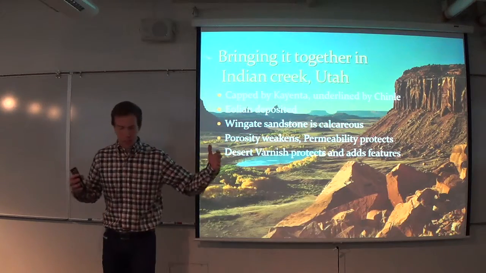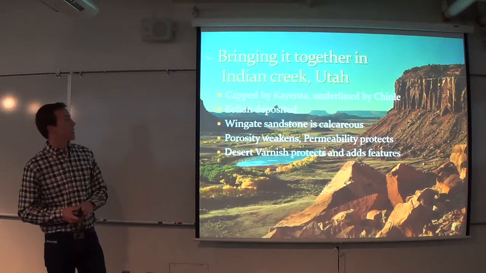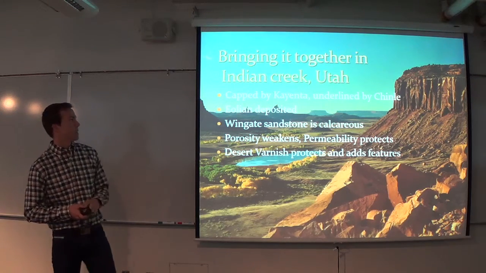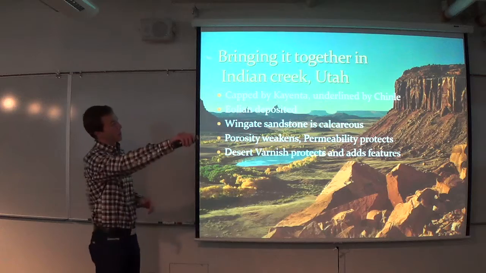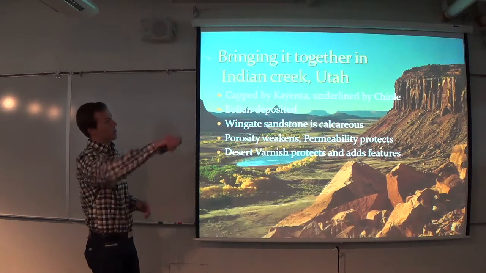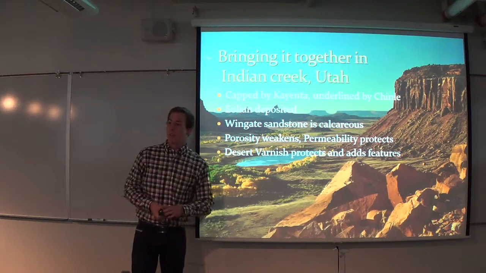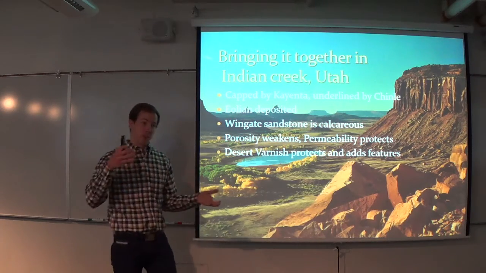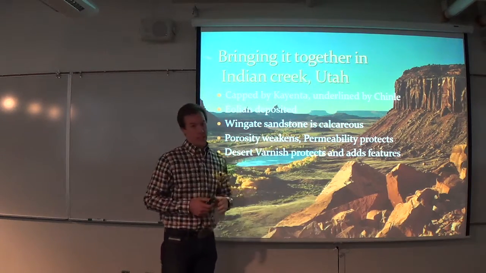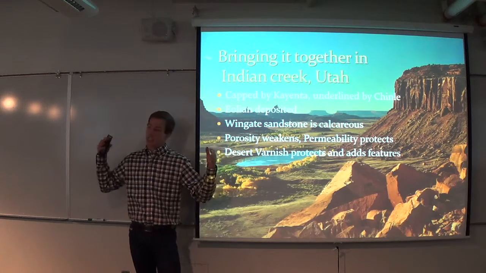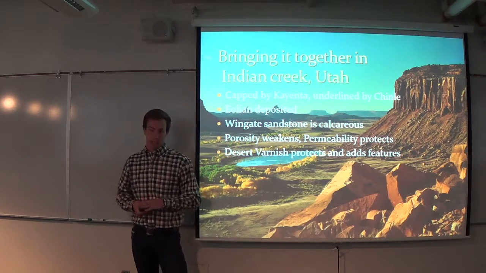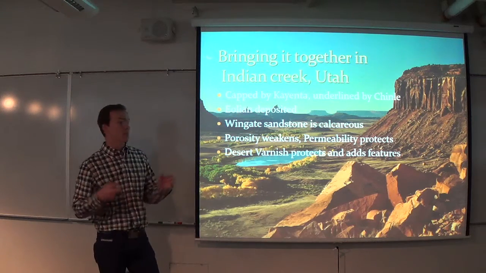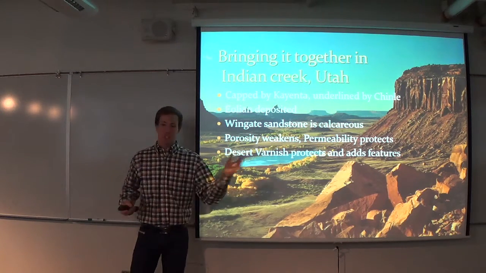So bringing it all together back with this picture and with the Indian Creek Wingate sandstone. It's capped by the Kayenta, as you can see up here at top. It's a slope former and it's fluvial deposited, which makes it not very well sorted and not very permeable, which acts as a perfect protection to the Wingate sandstone. If we remember, I mentioned that it was well cemented by calcite. And so if it didn't have this protection layer up here, it would be very weak and it would just erode away.